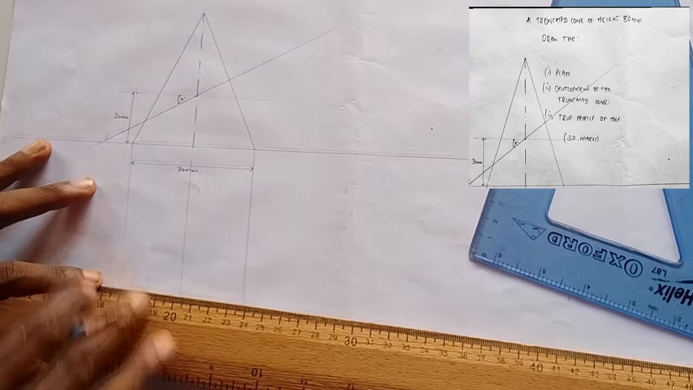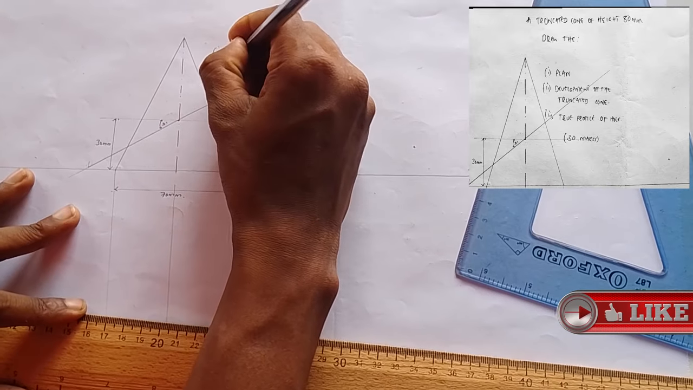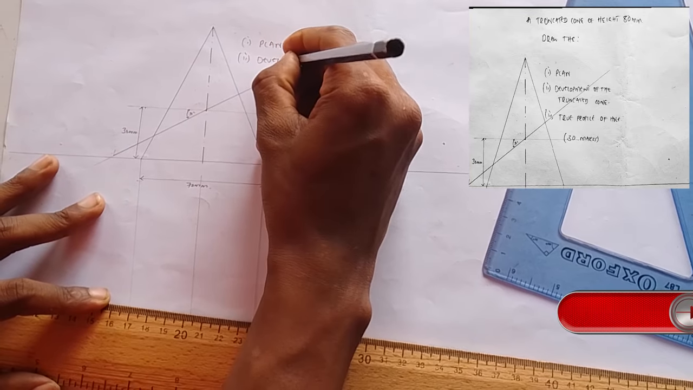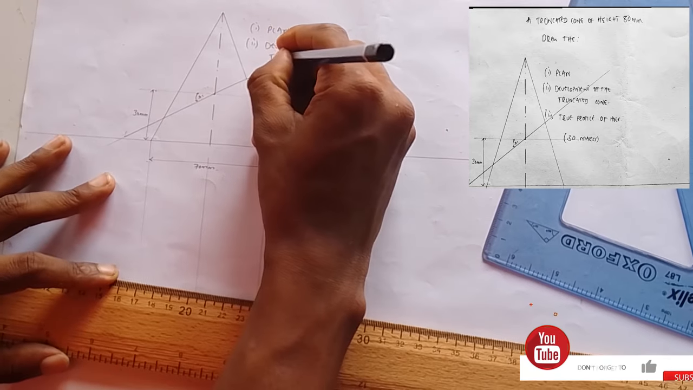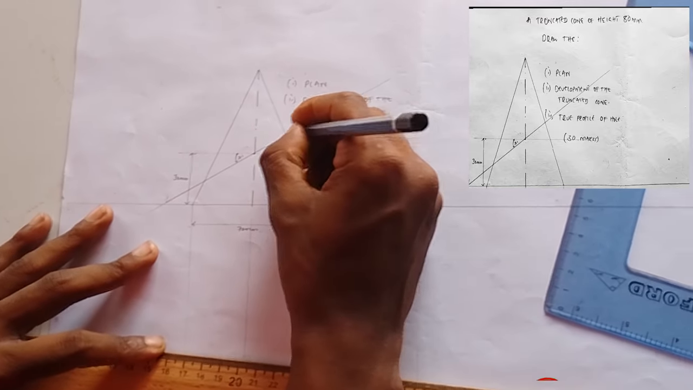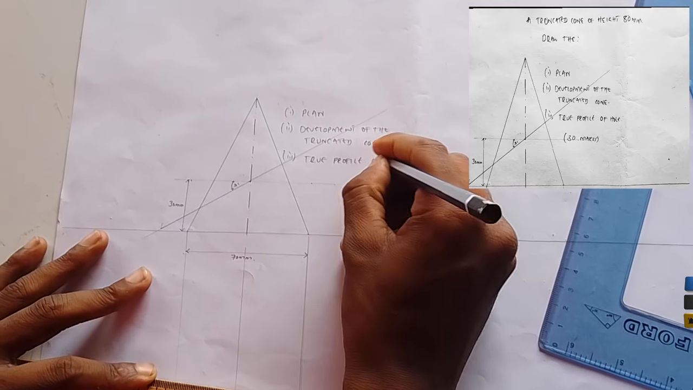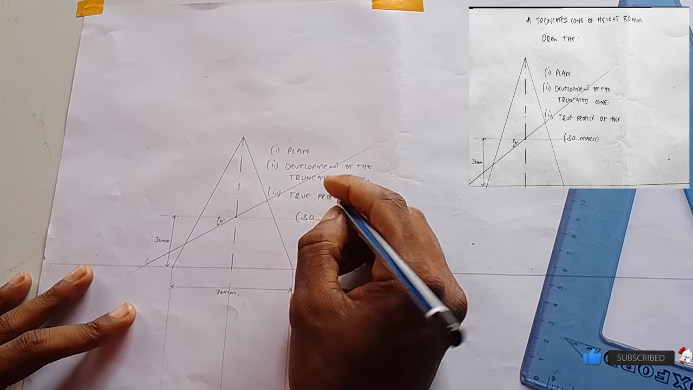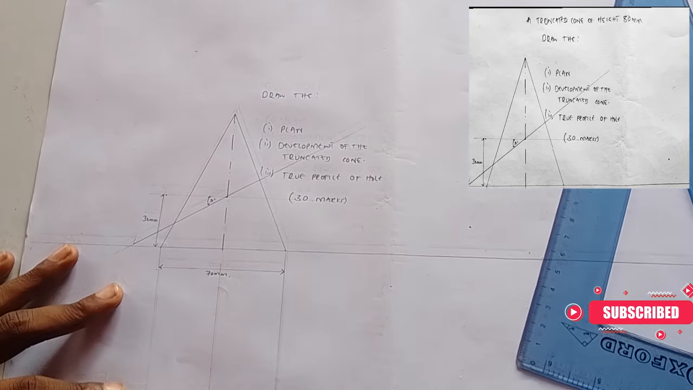So we are only supposed to draw this view now into three views. Number one, you are supposed to draw the plan. Number two, the development of the truncated cone. Number three, the true profile of the hole. And this is 30 marks. That is all you're supposed to draw, the three views like that.